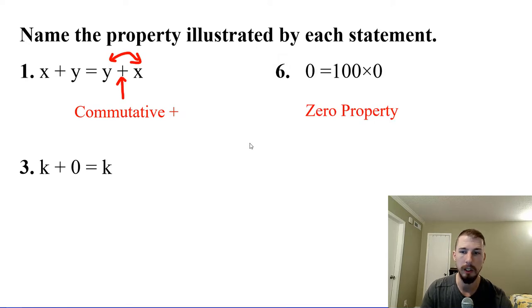Not that difficult. Then we have k plus 0 is equal to k. Now that's kind of close to the zero property, but what's the difference? On one of them, we are multiplying. On the other one, we're adding 0. When we add 0 to anything, it stays the same. In other words, the identity stays the same. So this is the additive identity.